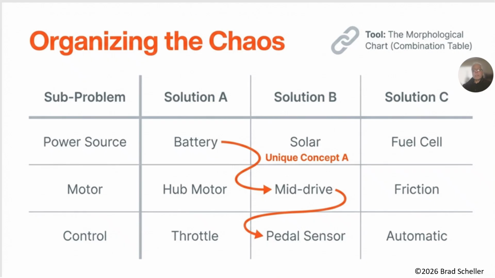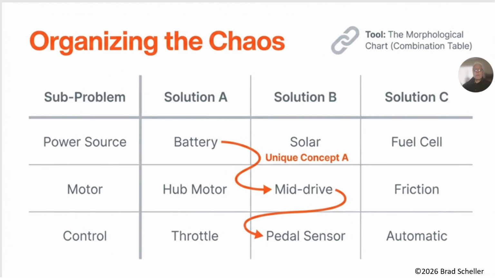Do the math with just 3 options per subproblem across 3 subproblems. You get 3 times 3 times 3, 27 potential concepts. Add a 4th problem with 3 options. Now you have 81 concepts. Most teams won't evaluate all 81, but the morphological chart ensures you're aware of the solution space. It prevents you from fixating on one combination just because it was the first one you thought of.